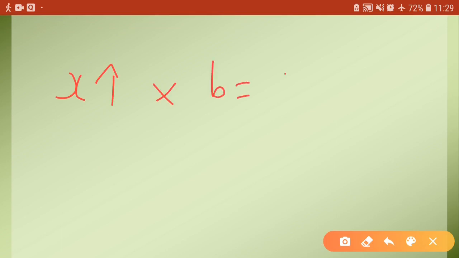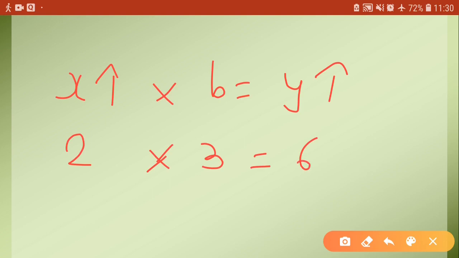So I can say that increment of x into b is increment of y. You got my point? Increment of x into b is increment of y. As I told you, if b is 3 and x increased by 2 units, y will increase by 6 units. This is the basic example. Okay. So what you have to remember, increment of x into b is increment of y.